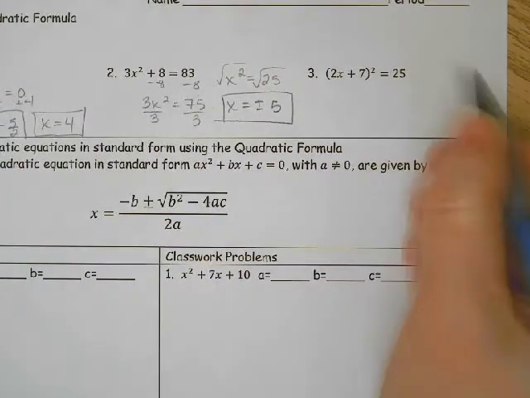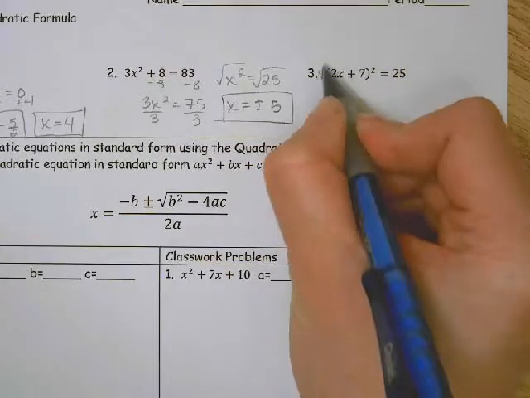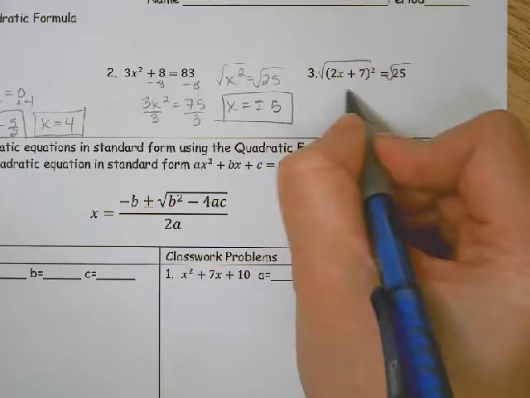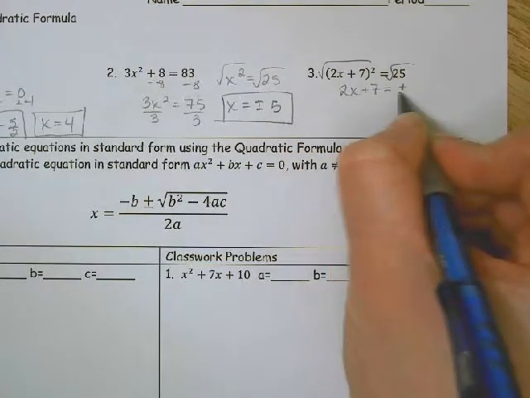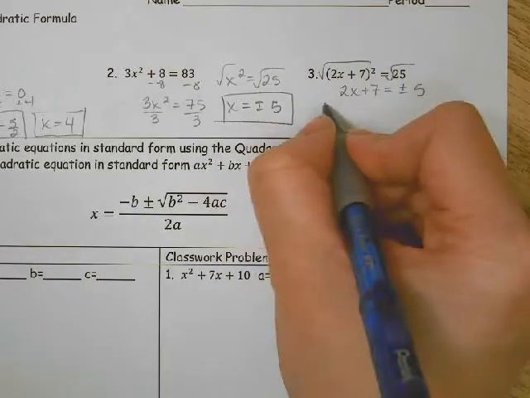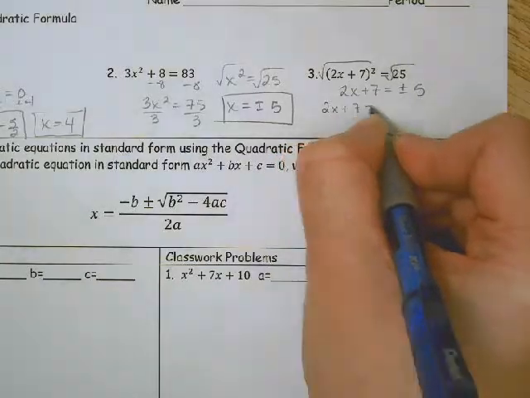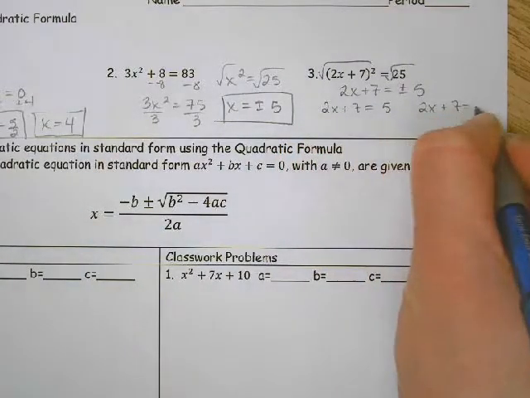On number 3, all of this is being squared, so we square root to start. We're left with 2x plus 7 equals plus or minus 5, as described before. And we split that off into two equations. 2x plus 7 equals a positive 5. 2x plus 7 equals a negative 5.